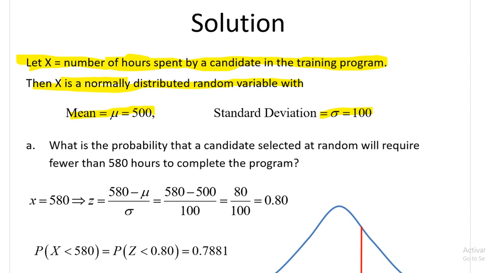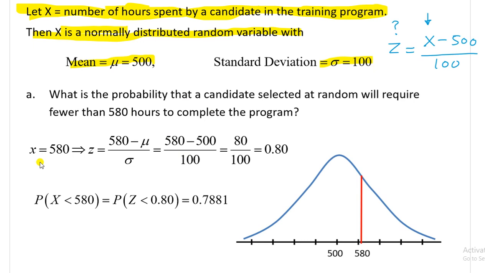My standard normal variable will become z equals x minus mu, which is 500, divided by sigma, which is 100. Now if you ask me anything, I will replace x here and find the value of z. So what is the probability, this is the first question, that x is less than 580? Fewer than 580 hours are needed to complete the program. So x less than 580 means 580 should be converted to a z-score first.